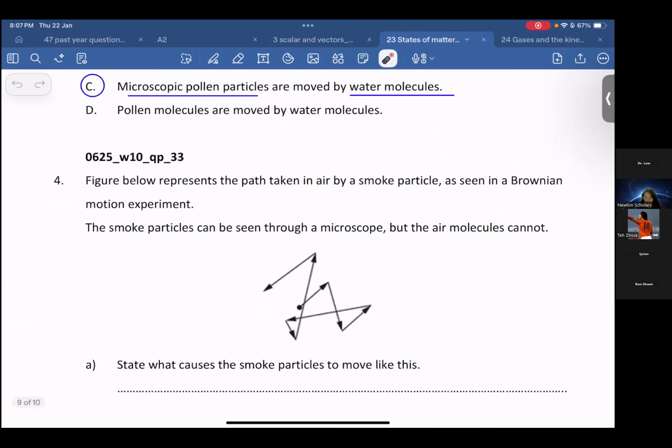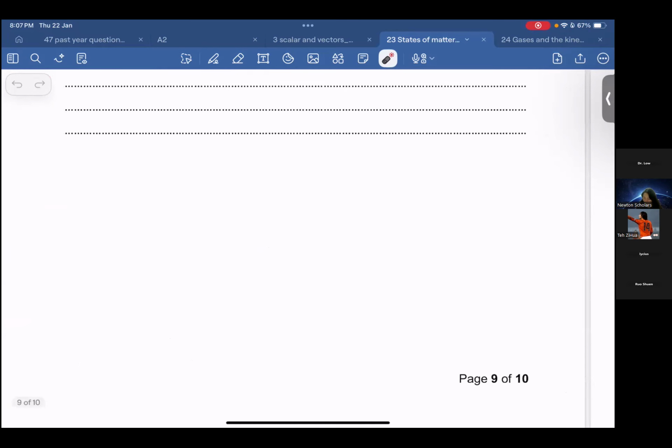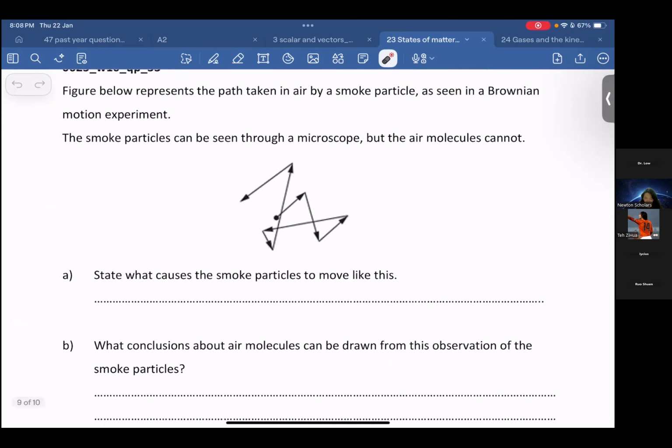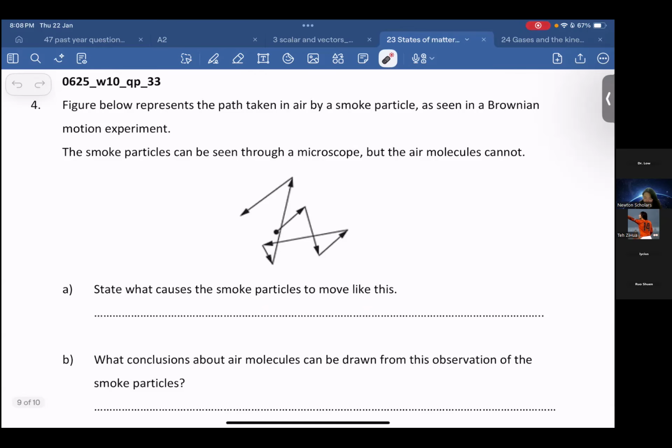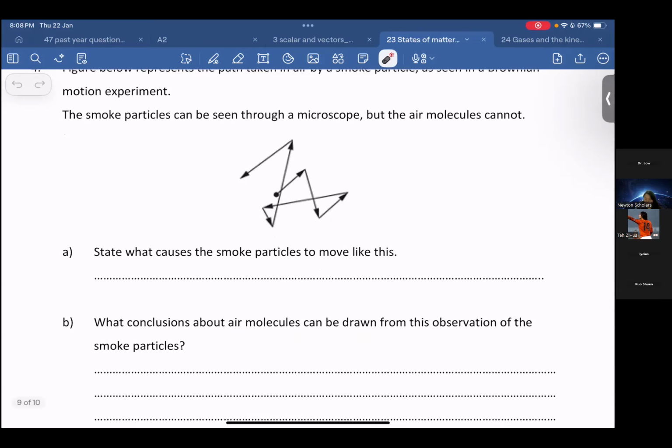So here we come back to our question number 4. This is page number 9. The figure below represents the path taken in air by a smoke particle as seen in the Brownian motion experiment. The smoke particle can be seen through a microscope, but air molecules cannot. We can see the smoke, but we cannot see the air molecules. Starting from here, it moves, changes direction, moves, changes direction. What caused the smoke particle to move like this?